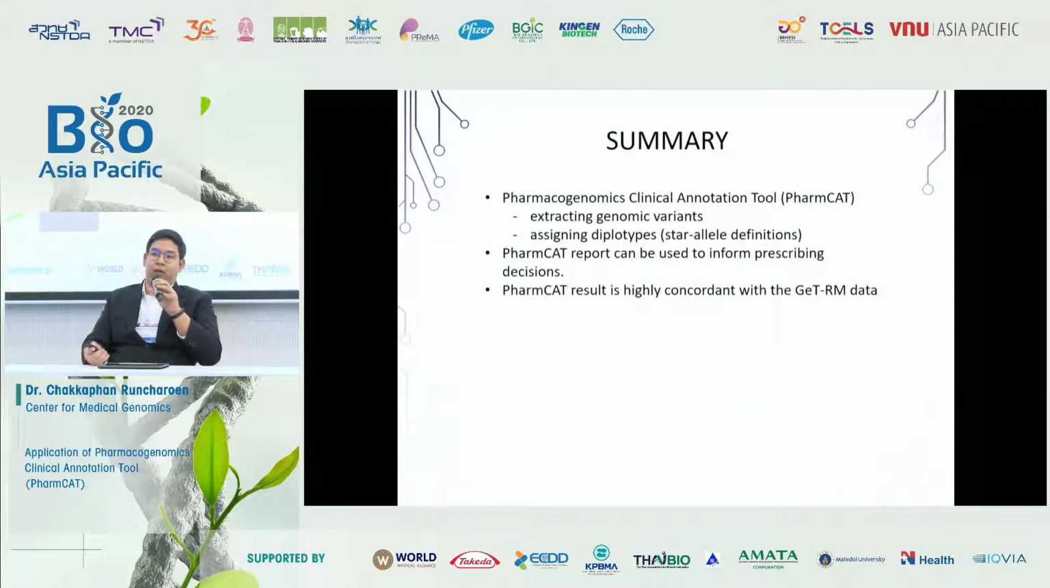Summary of this talk: PharmCAT is open access. It helps you to extract the genomic variants and assign haplotypes and diplotypes, and also includes the prescription guidelines based on CPIC. The PharmCAT result is quite readable and is highly concordant with the GeT-RM platform.